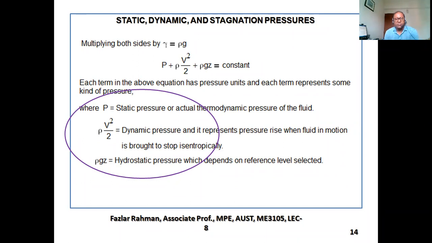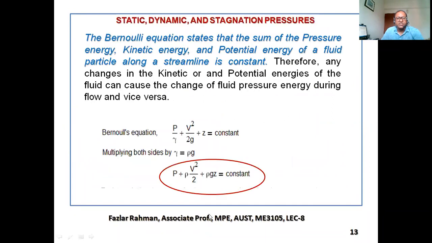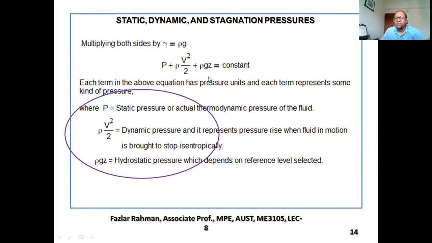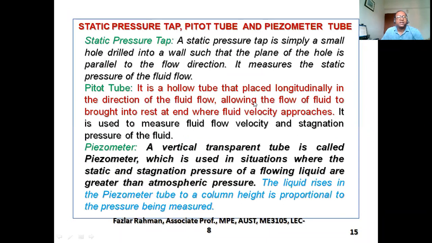So in Bernoulli's equation, you see right over here, if you rearrange this equation, it will have this form. So P is called static pressure. This is called dynamic pressure. This rho g z is called hydrostatic pressure. Now, how can we measure that pressure?